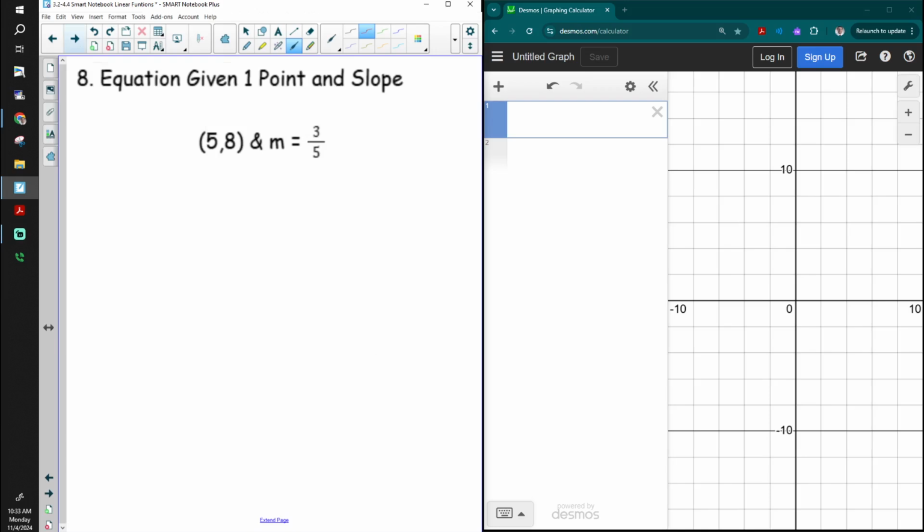Number 8. This is what we did last Thursday. Now I'm not given 2 points. I'm given the point and I'm given the slope. Still, our goal is to find the equation of the line. y equals mx plus b.